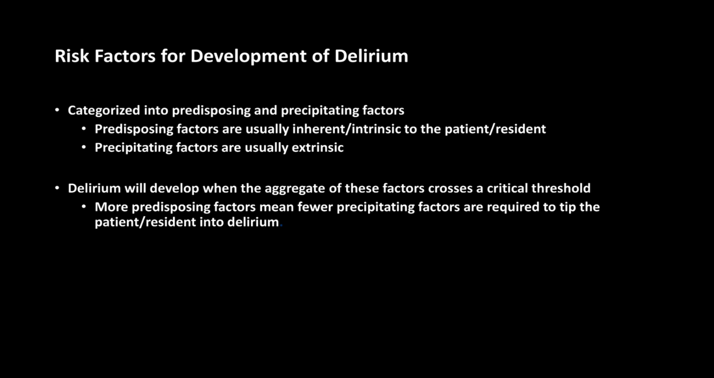As healthcare providers, it is important to recognize the risk factors for the development of delirium. Risk factors are categorized into predisposing and precipitating factors. Predisposing factors are usually inherent and intrinsic to the patient, and precipitating factors are usually extrinsic. Delirium will develop when the combination of these factors crosses a critical threshold. This means that if a patient has more predisposing factors, fewer precipitating factors are required to tip the patient into delirium.